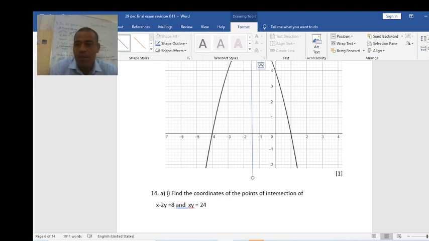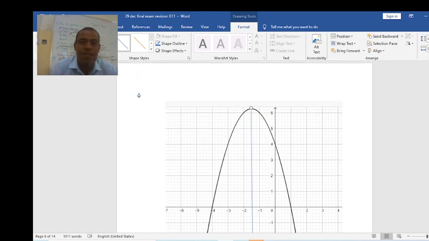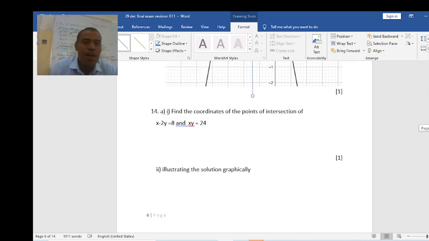Then this is the y-intercept: when x equals 0, y is 4. This is the first root. This is the second root, which means the curve will cut the x-axis at these two distinct points, because the discriminant is different from 0. And this one is the vertex. Clear?